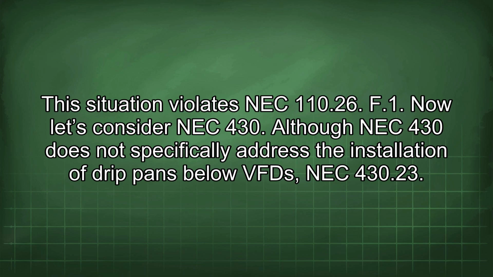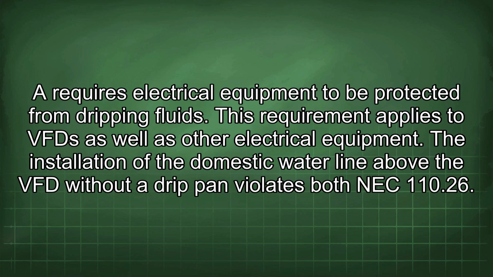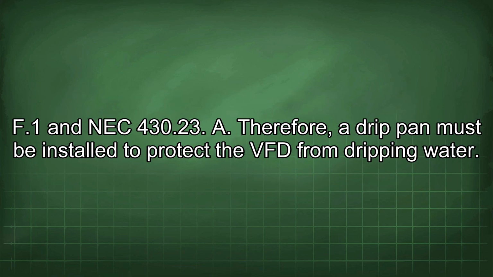Although NEC 430 does not specifically address the installation of drip pans below a VFD, NEC 430.23 requires electrical equipment to be protected from dripping fluids. This requirement applies to a VFD as well as other electrical equipment. The installation of the domestic water line above the VFD without a drip pan violates both NEC 110.26(F)(1) and NEC 430.23. Therefore, a drip pan must be installed to protect the VFD from dripping water.